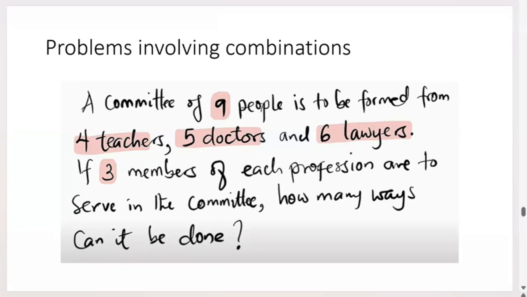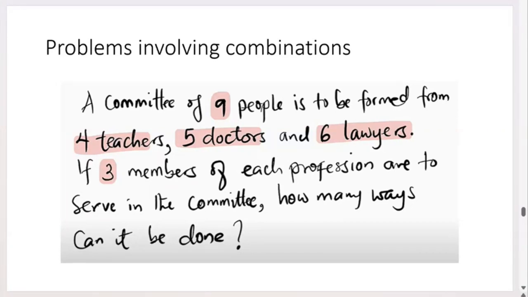Okay. A committee of 9 people is formed from 4 teachers, 5 doctors, and 6 lawyers. You have the same scenario as the one in the previous question. So now you want to see a committee is to be formed from 4, 5, and 6. If members of each profession are to serve in the committee, how many ways can it be done?